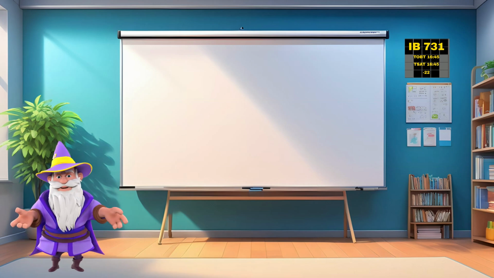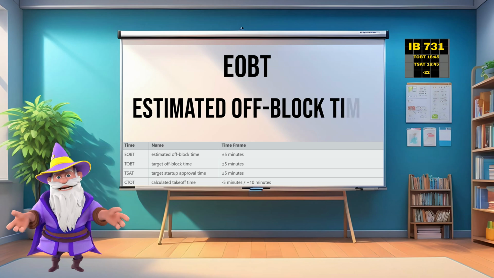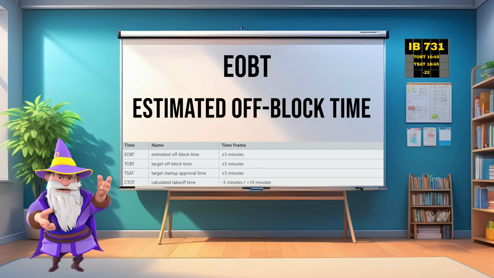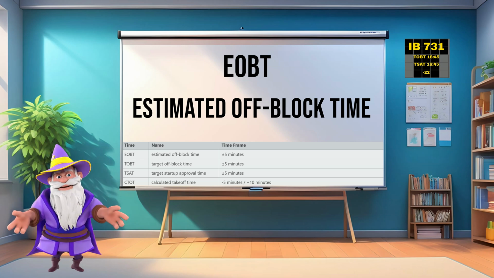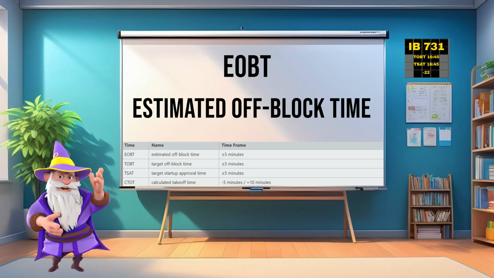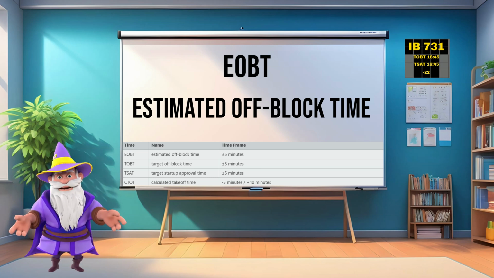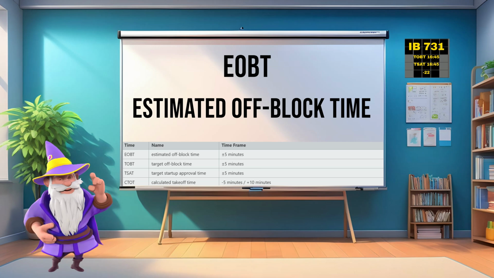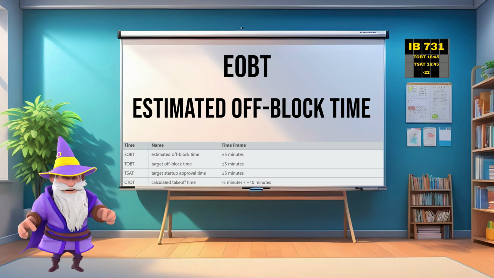First, let's talk about EOBT, or Estimated Off-Block Time. This is the time when your aircraft is expected to start moving from its parking position. It's a crucial reference point in your flight plan, directly impacting air traffic flow management. Pilots must ensure that the EOBT in the flight plan is accurate and updated when necessary.